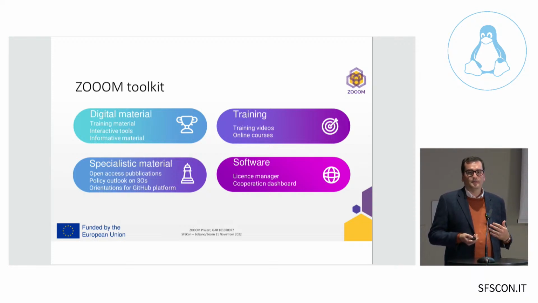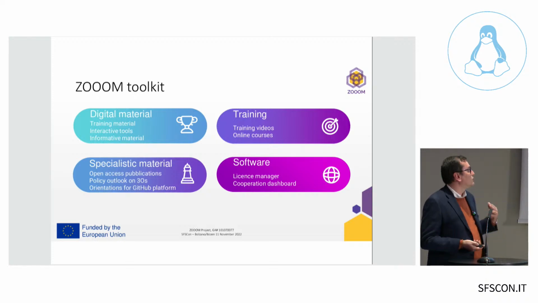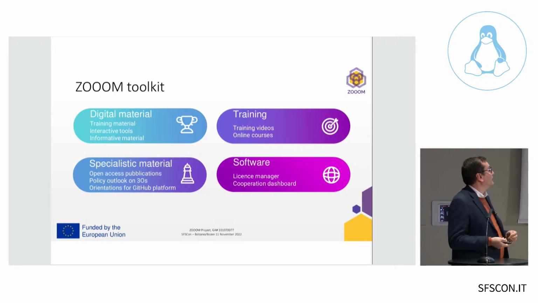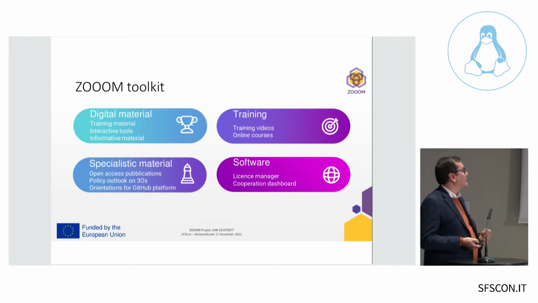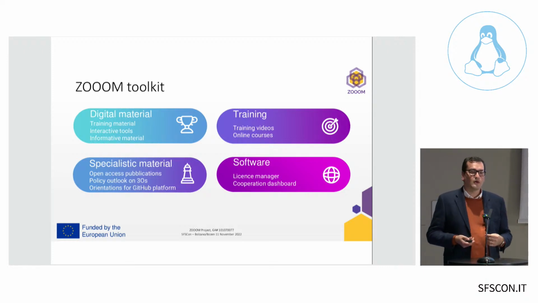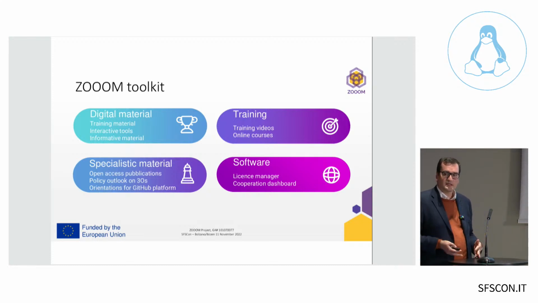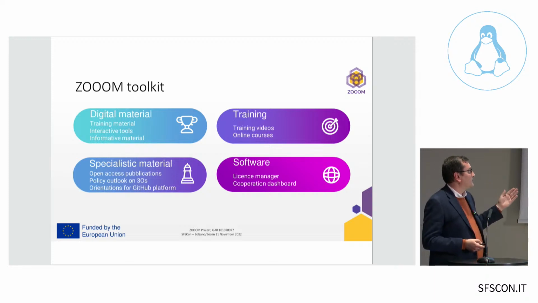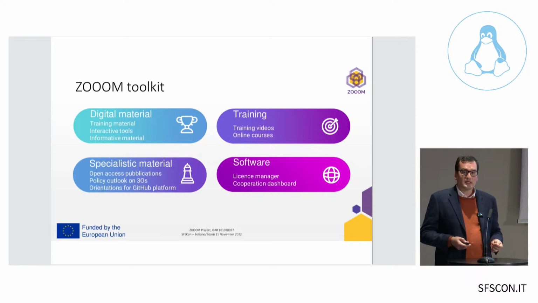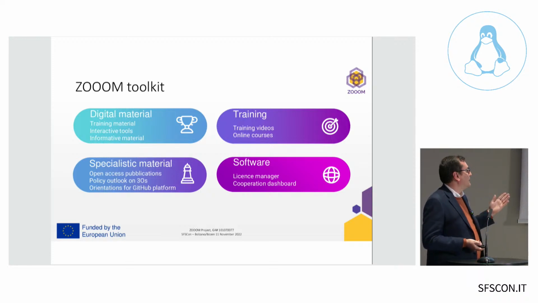to support the licensing and business aspects, in order to have adequate support for deciding which kind of open licensing strategy could be exploited for the IP that was created. We will have specialistic material, thought in particular for lawyers, for patent lawyers, and for all the specialists on legal and business aspects. We will have open access publications, so articles and all the material that will be generated will be published in open access.